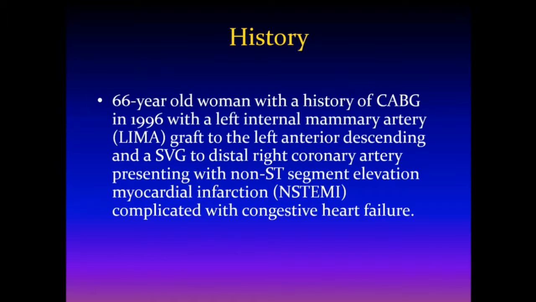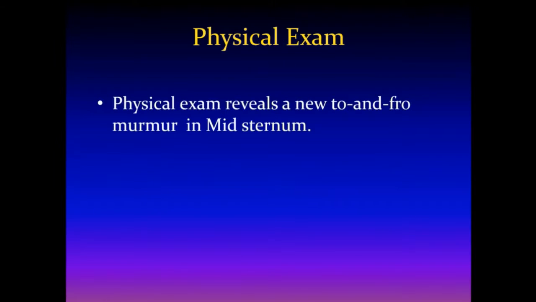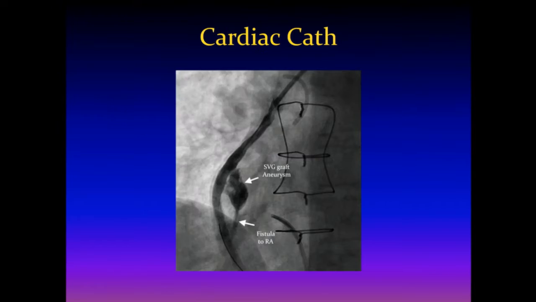We had a 66-year-old patient with a history of CABG in her 40s, with LIMA to LAD and saphenous vein graft to the RCA, who presented with severe chest pain and shortness of breath, with non-STEMI complicated by congestive heart failure. On physical exam, we heard a very weird to-and-fro murmur in the middle of the sternum, which is a very weird site to hear a murmur. We couldn't really know before we took her to the cath lab what this murmur was about.